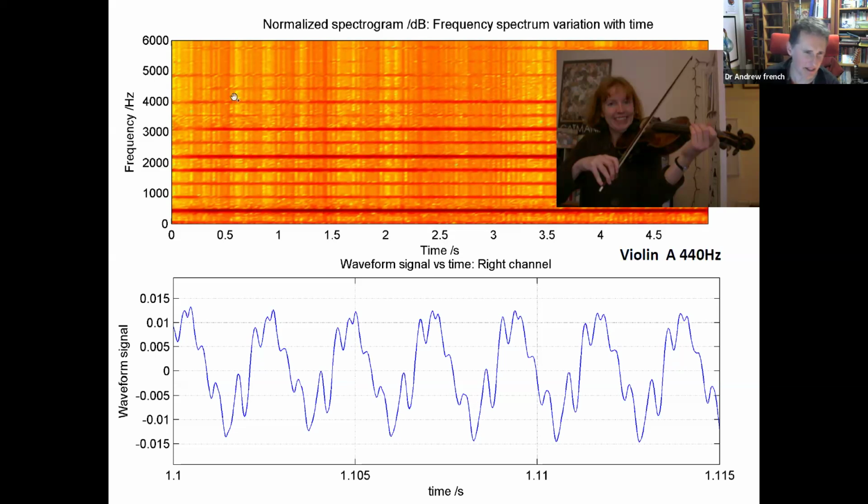And we get loads. We get about 10 or 12 dominant harmonics. And that's why we get these extra peaks and the raspiness of a violin. It's quite different from other instruments.